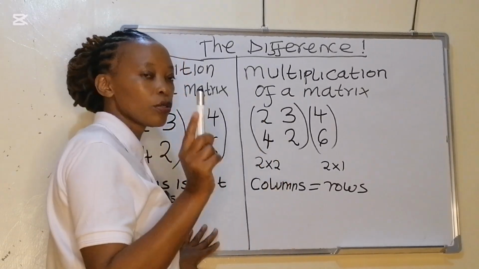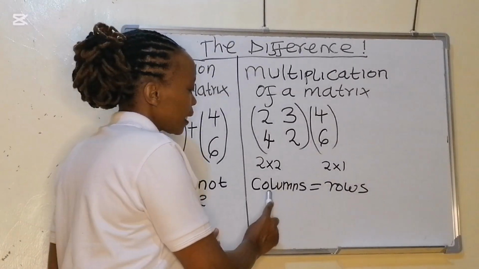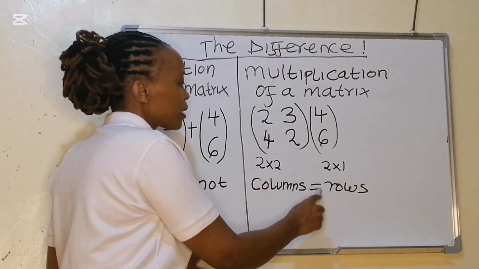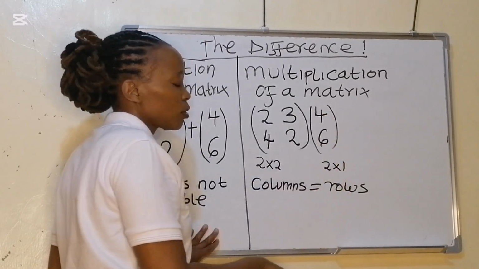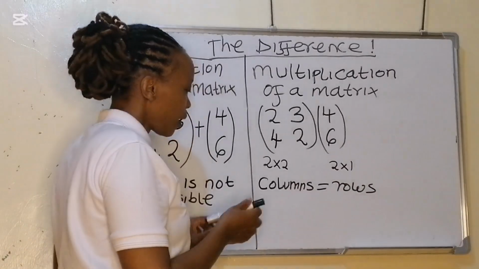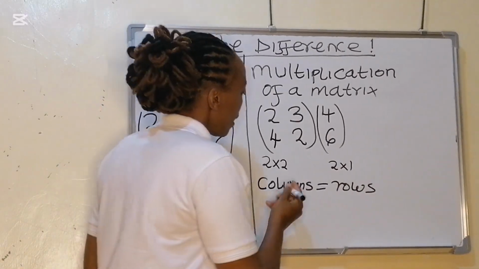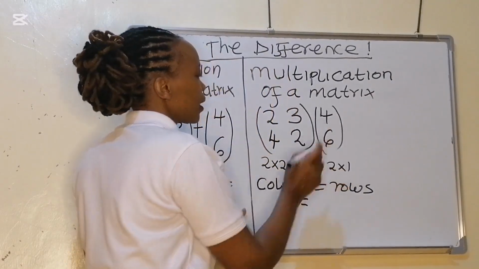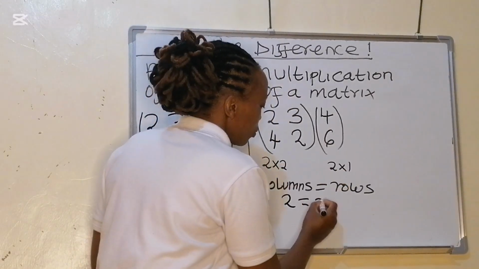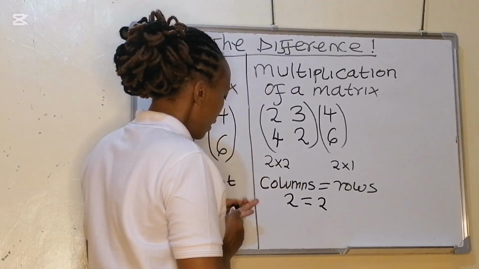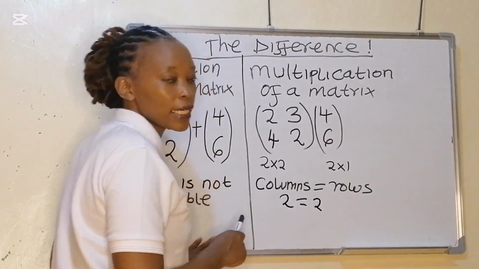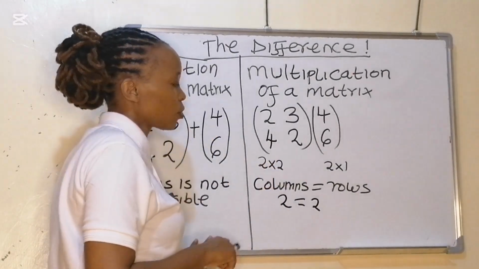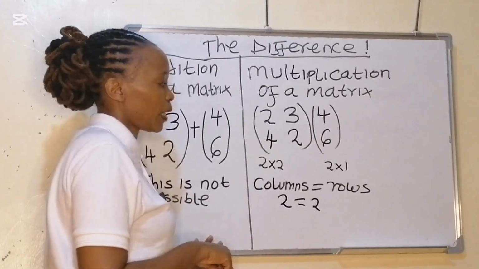identify, now look at the matrix and see how many columns we have for the first matrix. It must be equal to the rows we have. So we have 2 columns, and how many rows do we have for the second matrix? 2. So this matrix is compatible. You are able to multiply. So we can go ahead and multiply.